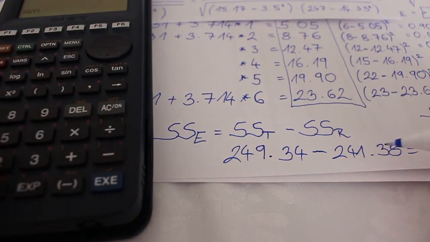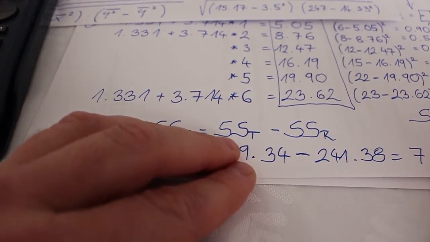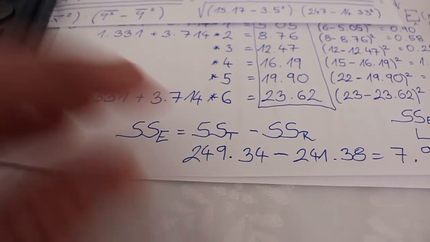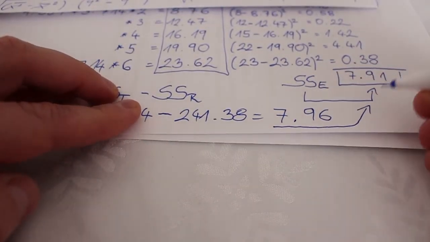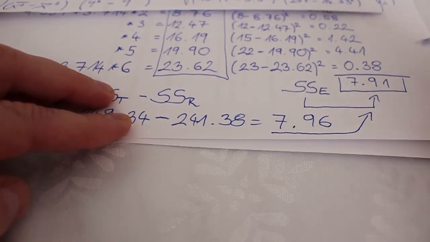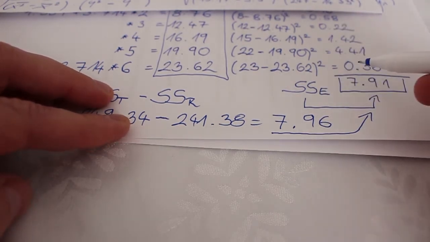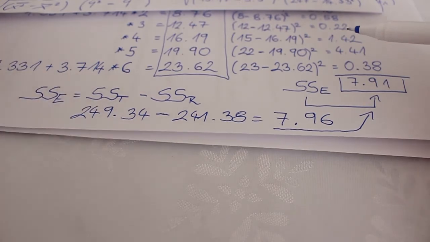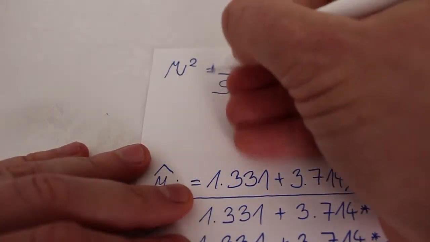249.34 minus 241.38 is equal to 7.96. You can see I have a small difference because of decimal places, but it's all right. I have here the proof that my sums of squares are calculated correctly. And now, the final calculation of r squared.